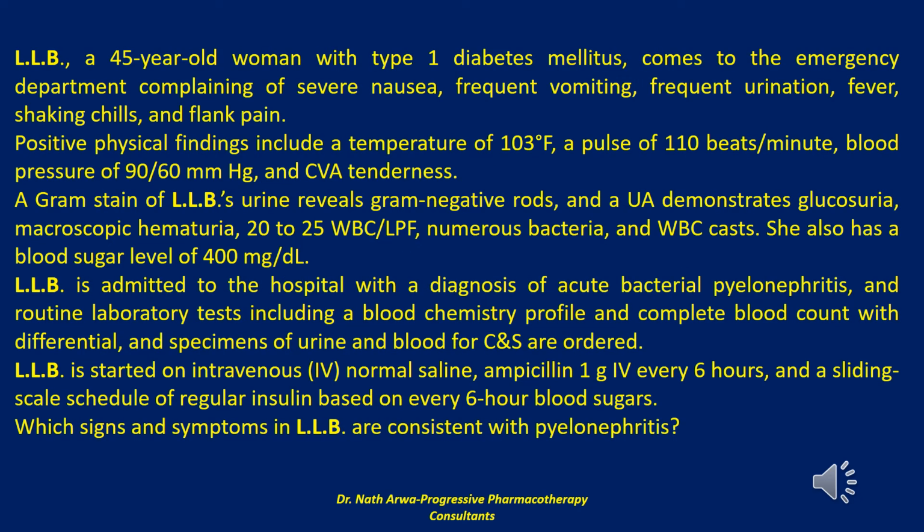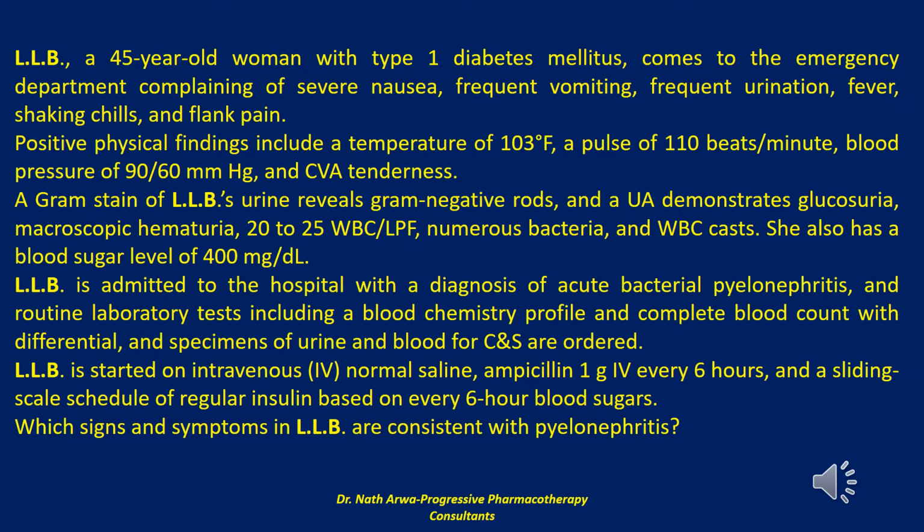The next question reads: LLB, a 45-year-old woman with type 1 diabetes mellitus, comes to the emergency department complaining of severe nausea, frequent vomiting, frequent urination, fever, shaking chills, and flank pain. Positive physical findings include a temperature of 103 degrees Fahrenheit, a pulse of 110 beats per minute, blood pressure of 90 systolic, 60 diastolic, and costovertebral angle tenderness.